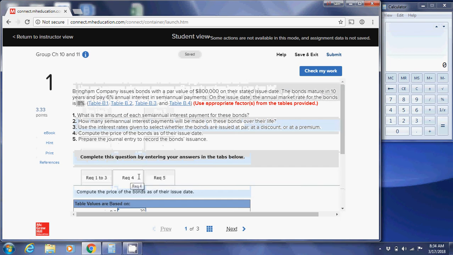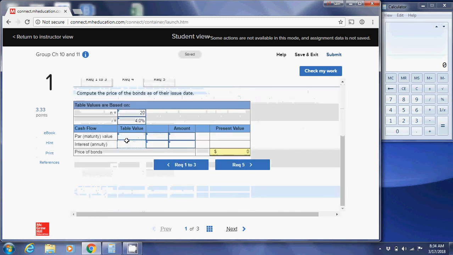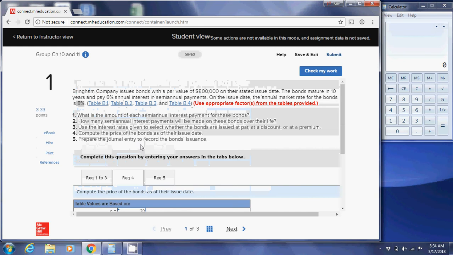So we have to go look at the appropriate tables, and luckily they gave us links to the tables here. So we'll just take a look at each one. We're looking for present value of a lump sum for this one, present value of an annuity for this one. So let's just look at these tables real quick.